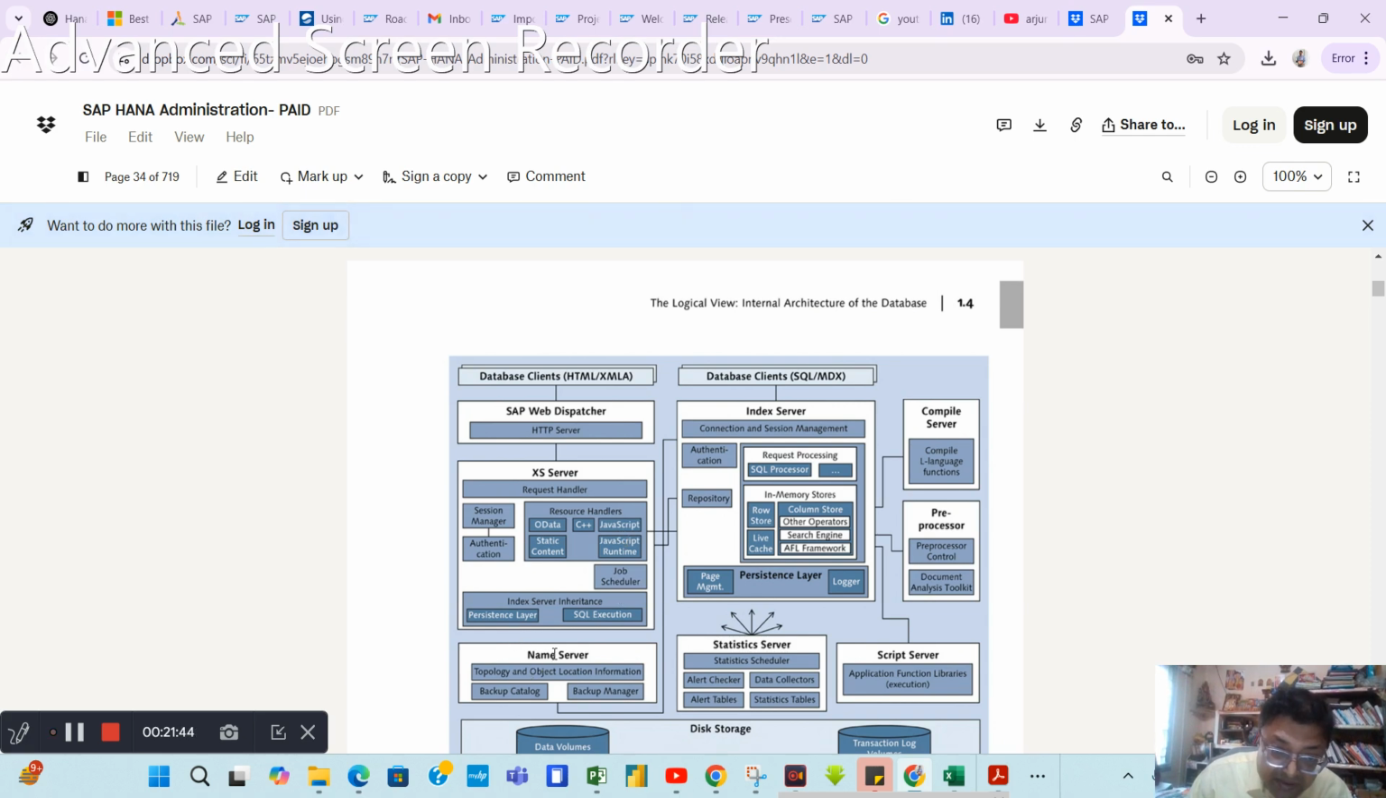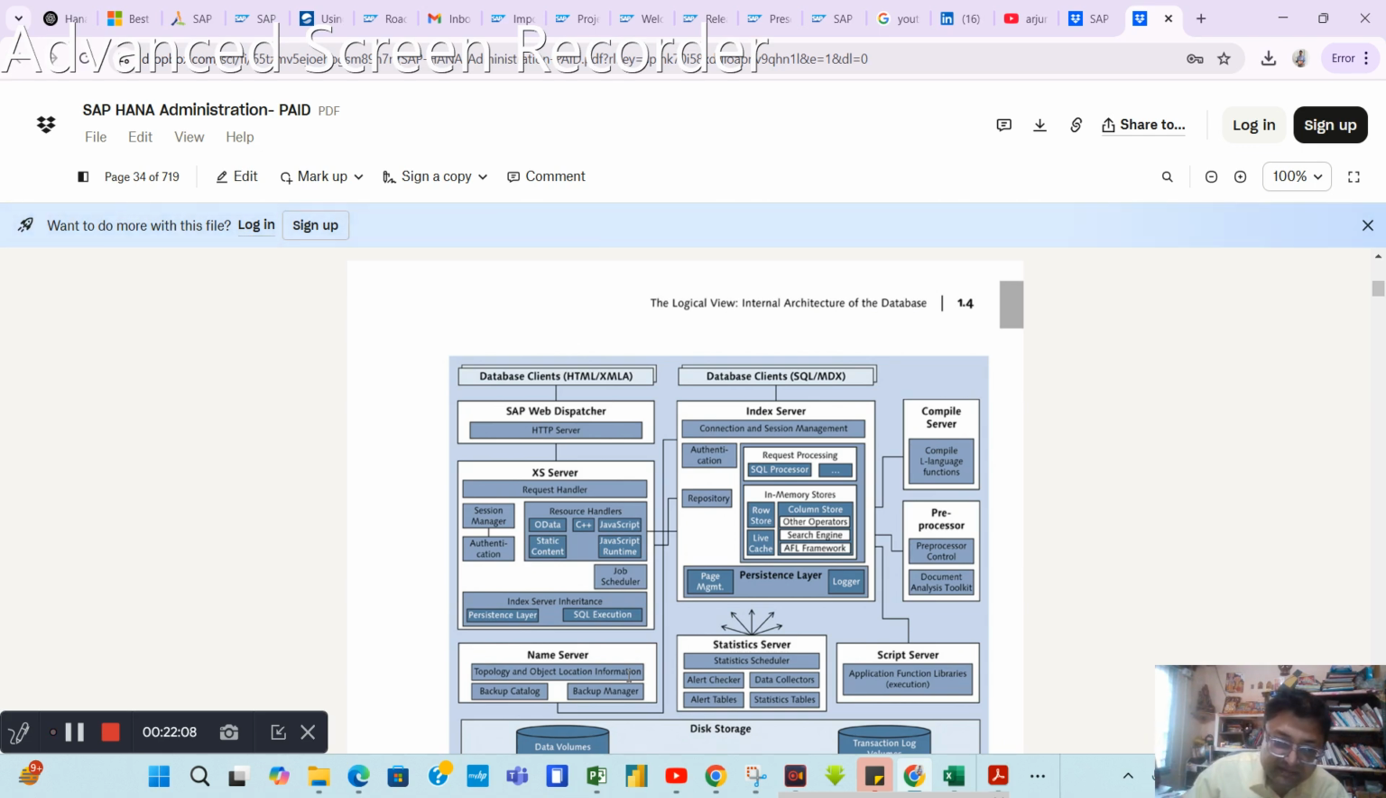And what does the name server, which is just beneath it, do? It holds the topology of the object location information: where exactly the object is located in the database table. It has the index topology. When you go to the back of a good book, you see an index that gives the page number. Similarly, this is used.